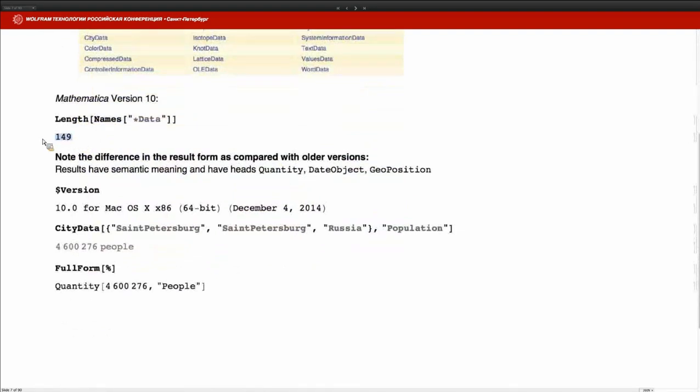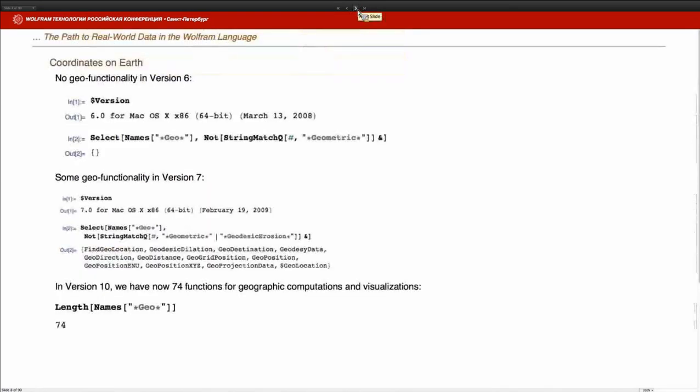So we had a first collection of data functions in version 6. In version 10, if you ask for *Data, you get nearly 150 different ones. In addition, there is a large amount of infrastructure to support these. And in version 10 there's one big change compared to earlier. In earlier versions, we didn't have units. As a result, we couldn't give you a result that was properly dimensioned. But in version 10, if you now say CityData St. Petersburg population, you get this result, which has a light gray background if you mouse over, which explicitly says people. That's not just a number, but has a different status.